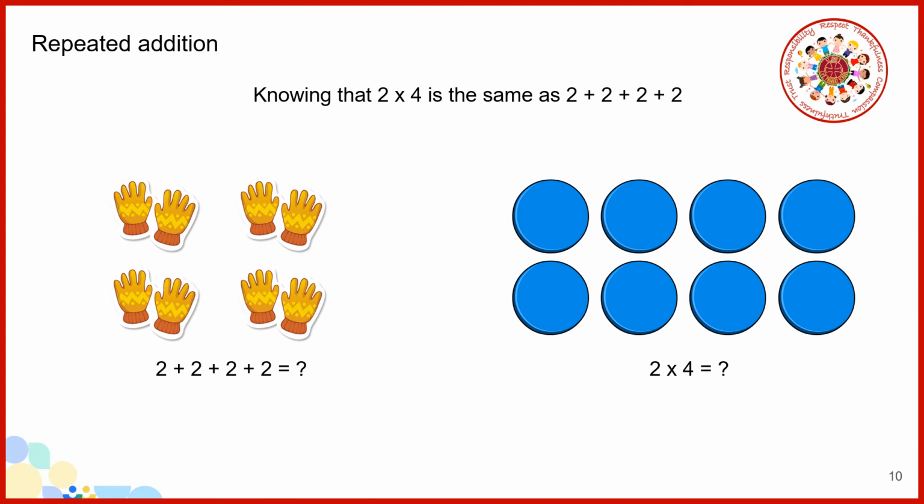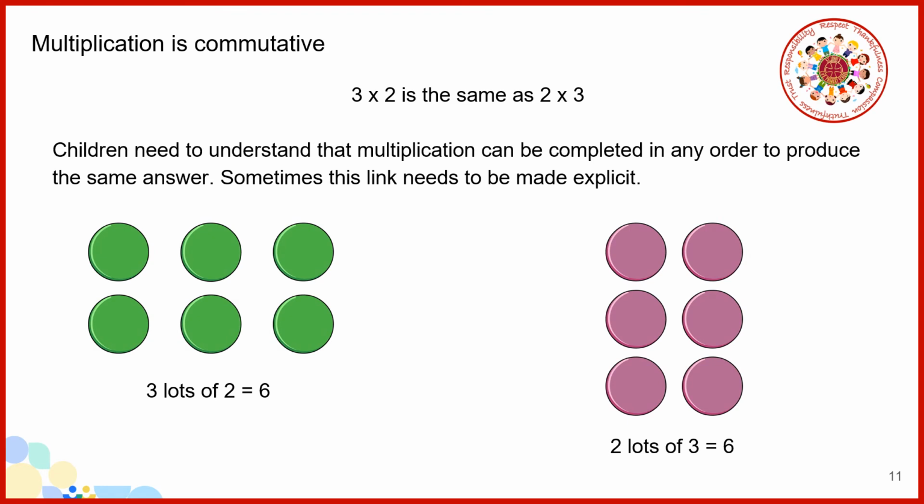Repeated addition. Repeated addition is knowing that 2 times 4 is the same as 2, add 2, add 2, add 2. Multiplication is commutative. For example, 3 times 2 is the same as 2 times 3. Children need to understand that multiplication can be completed in any order to produce the same answer. For example, if they know their 2 times table facts, but not their 3 times table, they could use 2 times 3 to work out 3 times 2.